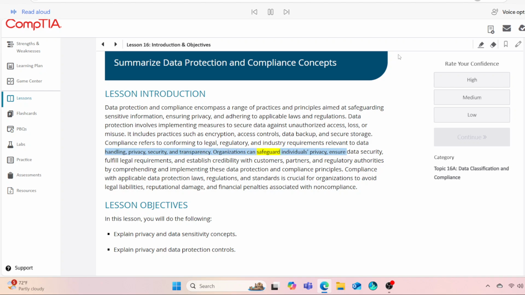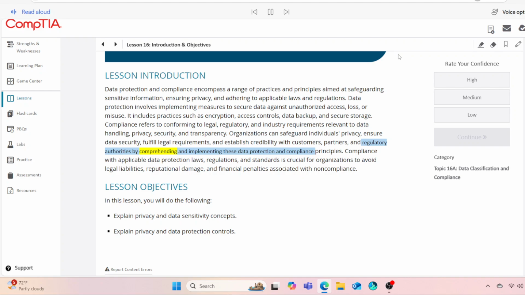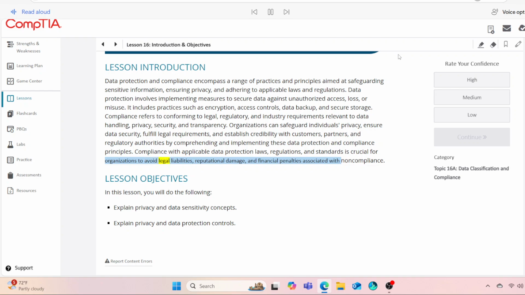Organizations can safeguard individuals' privacy, ensure data security, fulfill legal requirements, and establish credibility with customers, partners, and regulatory authorities by comprehending and implementing these data protection and compliance principles. Compliance with applicable data protection laws, regulations, and standards is crucial for organizations to avoid legal liabilities, reputational damage, and financial penalties associated with noncompliance.